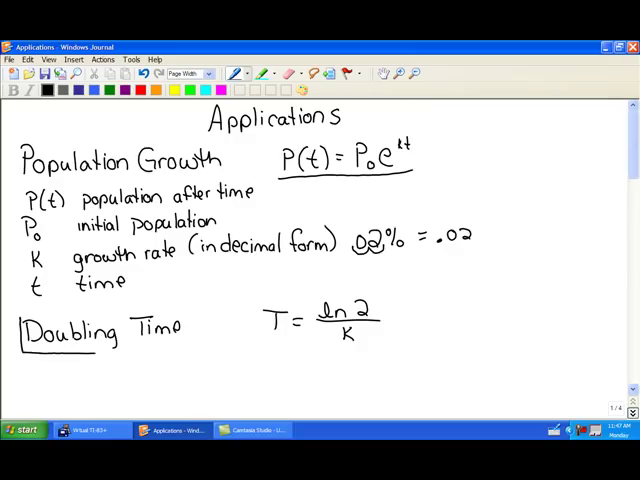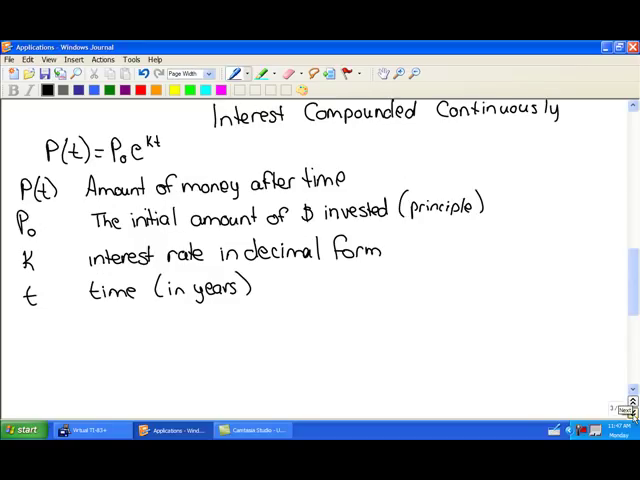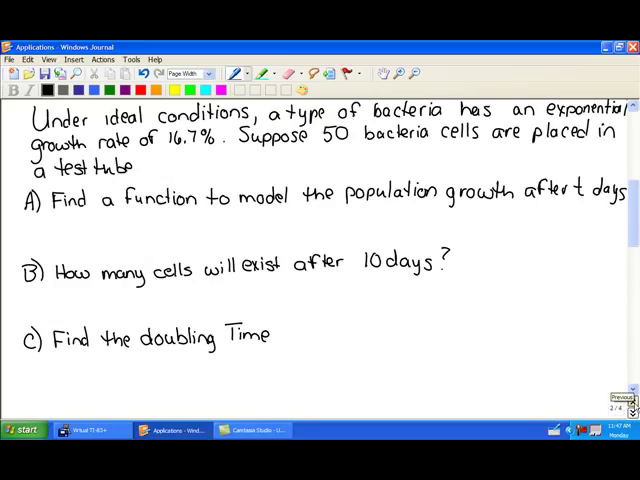Another important formula that we're going to use is doubling time. The doubling time T is always going to equal the natural log of 2 divided by K, where the T will just be time and the K again is going to be the growth rate in decimal form. Let's look at where we can actually put these into play.